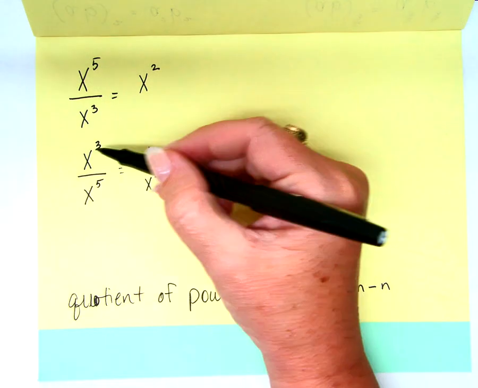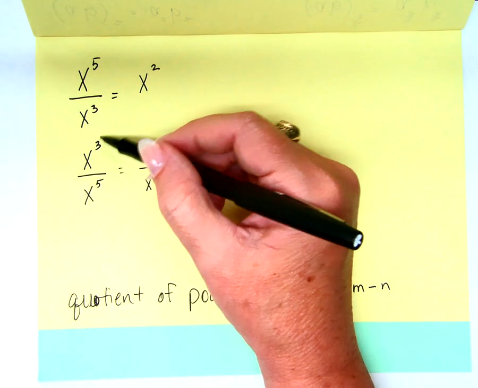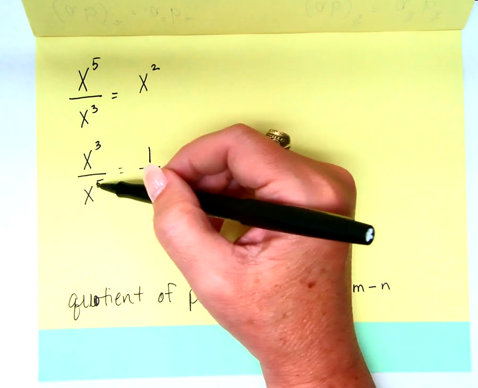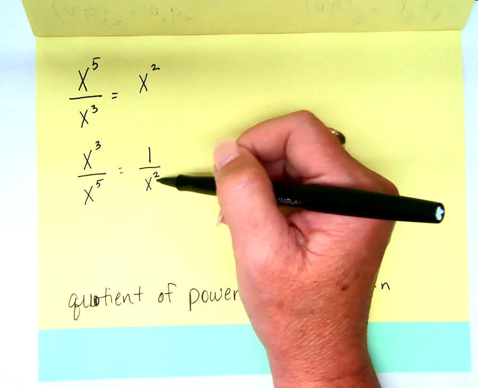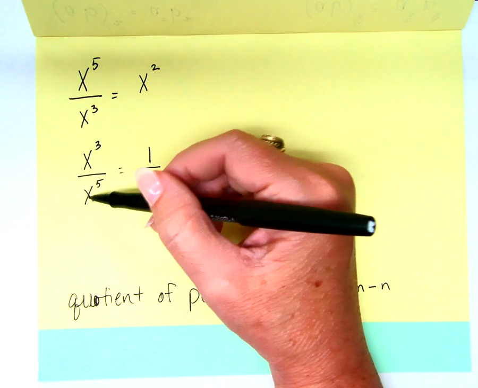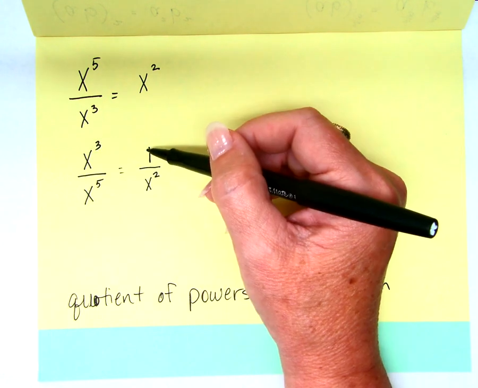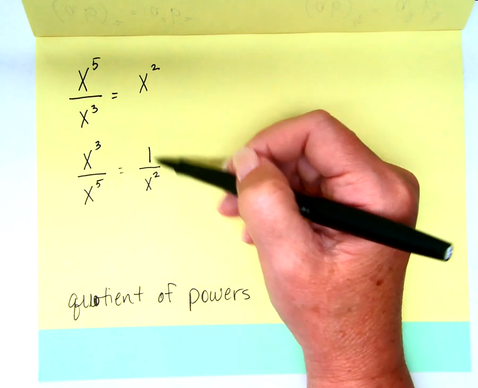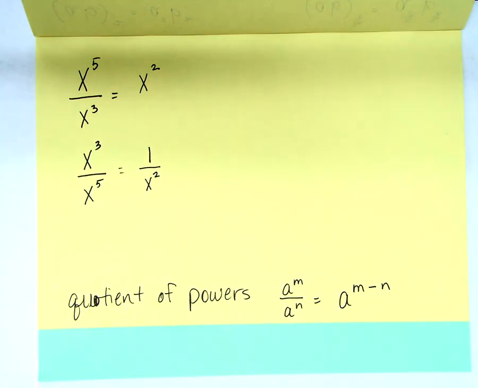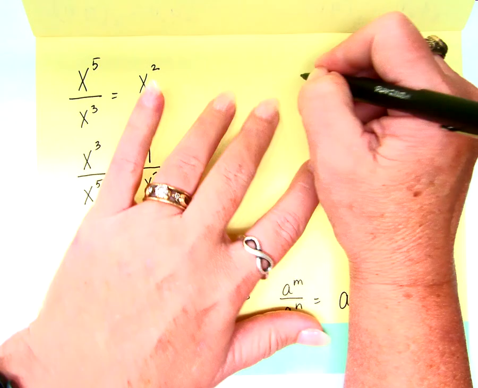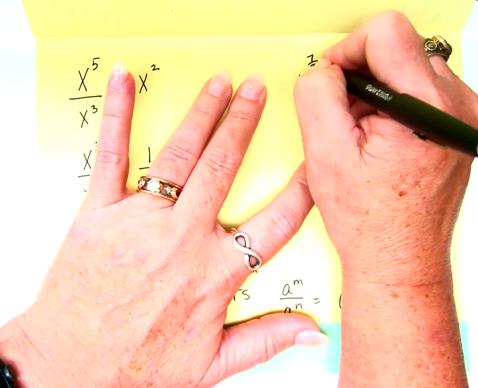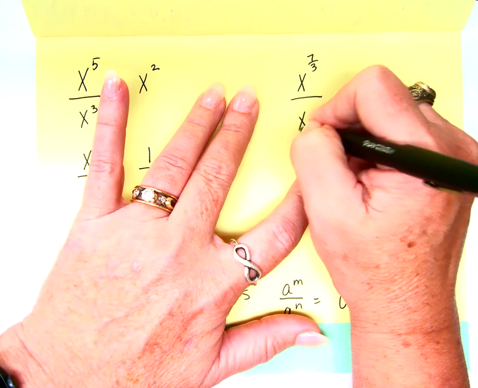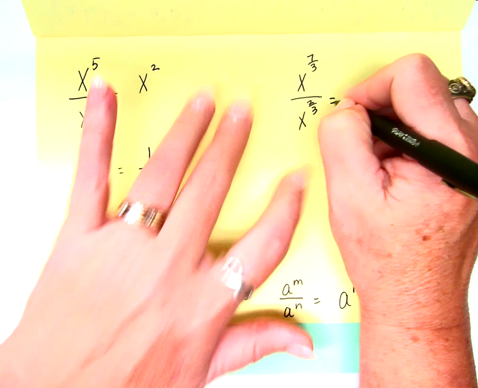And if you think about it, I simplified out x to the 3rd and x to the 3rd, and all that was left was x squared. But x to the 3rd divided by x to the 3rd, anything divided by itself, is 1. Does that make sense? Okay, so what if I have x to the 7/3 over x to the 2/3?